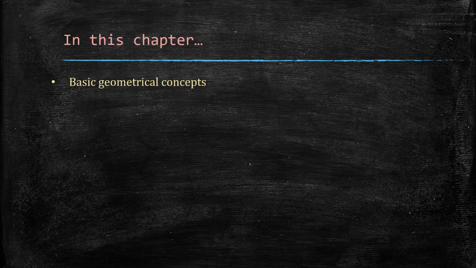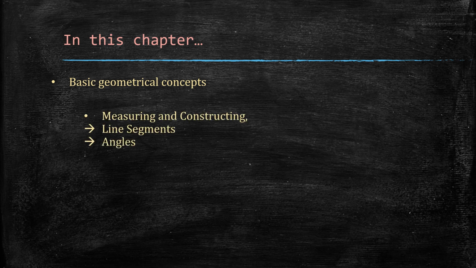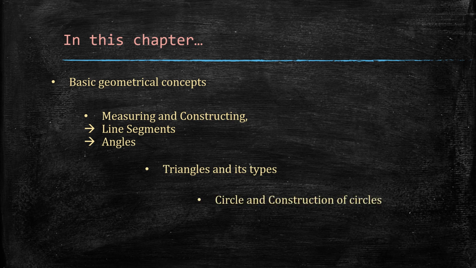Hope you have understood how to construct a circle, children. With that, we come to the end of this chapter. In this chapter, we have learned basic geometrical concepts, measuring and constructing line segments, angles, triangles and its types, and circles and construction of circles.